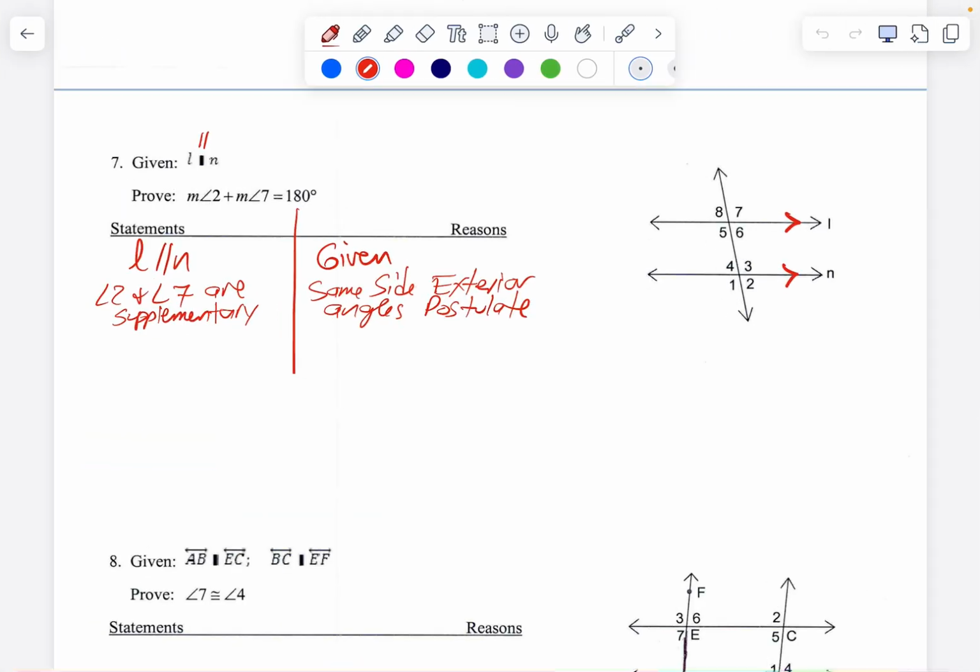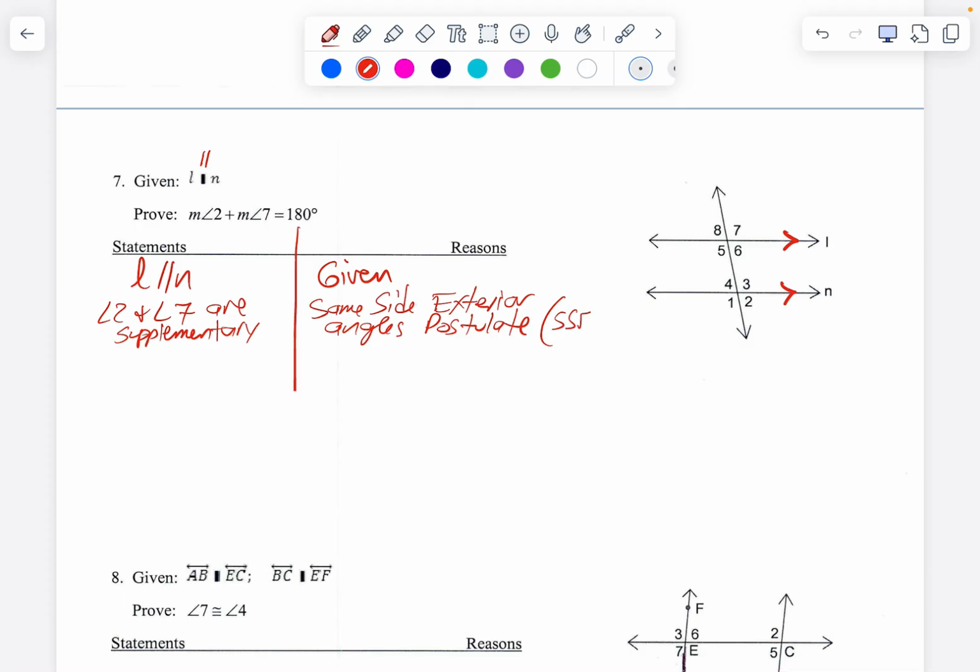Okay, so we wrote SSEAP. SSEAP is why those two are supplementary. Now, is that geometry language or algebra? That's geometry, right? That's like a verbal description. And look at the thing we're asked to prove: it is algebra. So how do we switch? Definition. Perfect, good job, Parker. Okay, so switch from geometry to algebra using a definition.